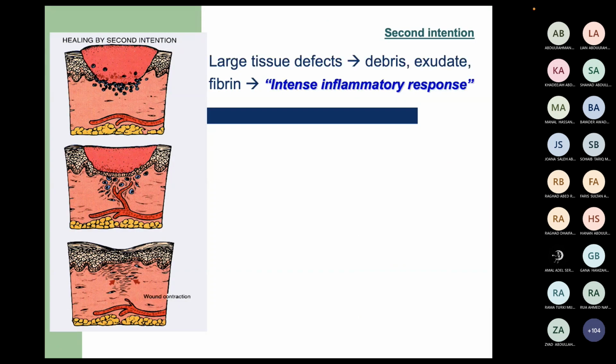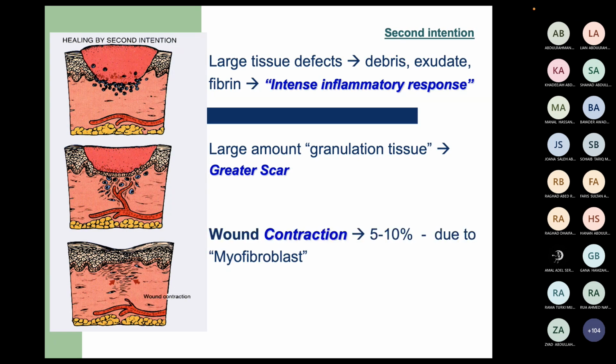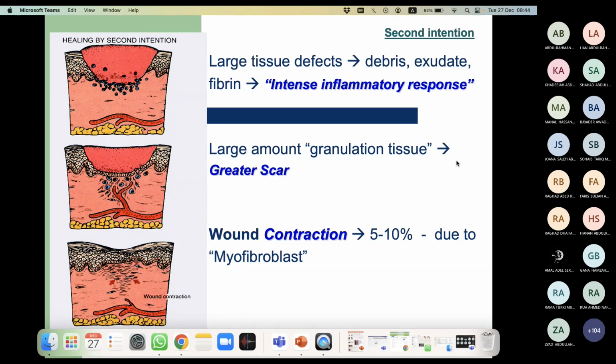Again, this is the same thing. If the defect is more, there's an intense inflammatory response, and there's greater scar formation, more granulation tissue, more scar formation, and there is wound contraction. About 5 to 10% wound contraction occurs because of the myofibroblasts.